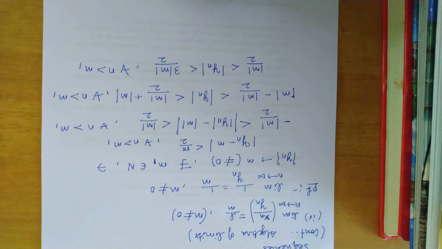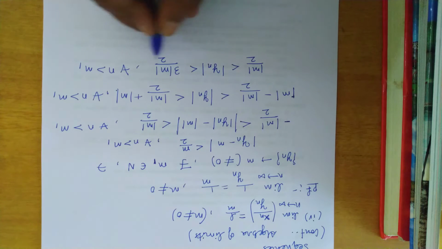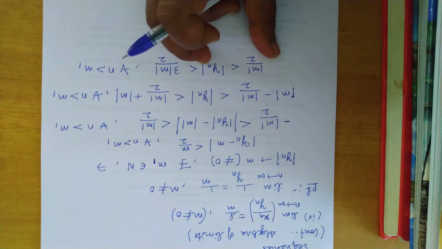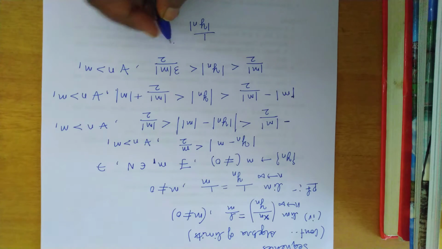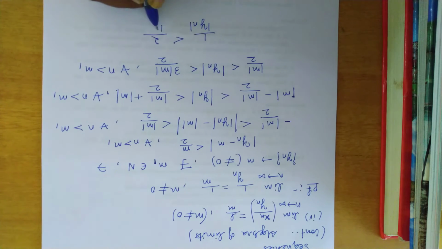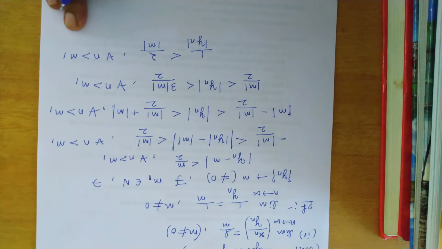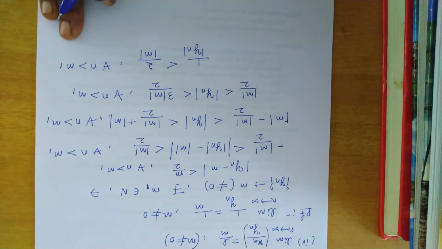Now let me take the reciprocals for this. If I consider 1 by modulus of yn, since we are taking reciprocal, it will be less than 2 by modulus of m. This is for all n greater than m1. Okay, we are able to arrive at this stage.